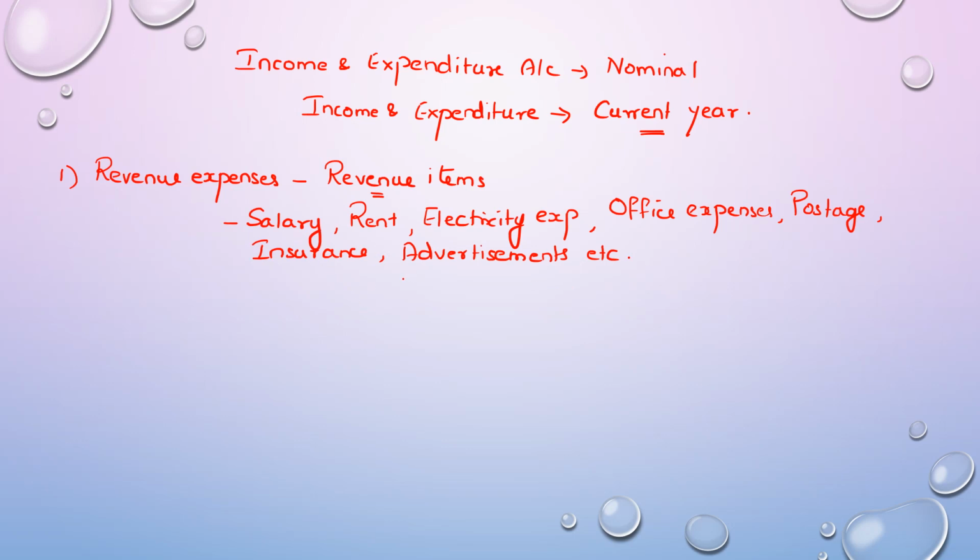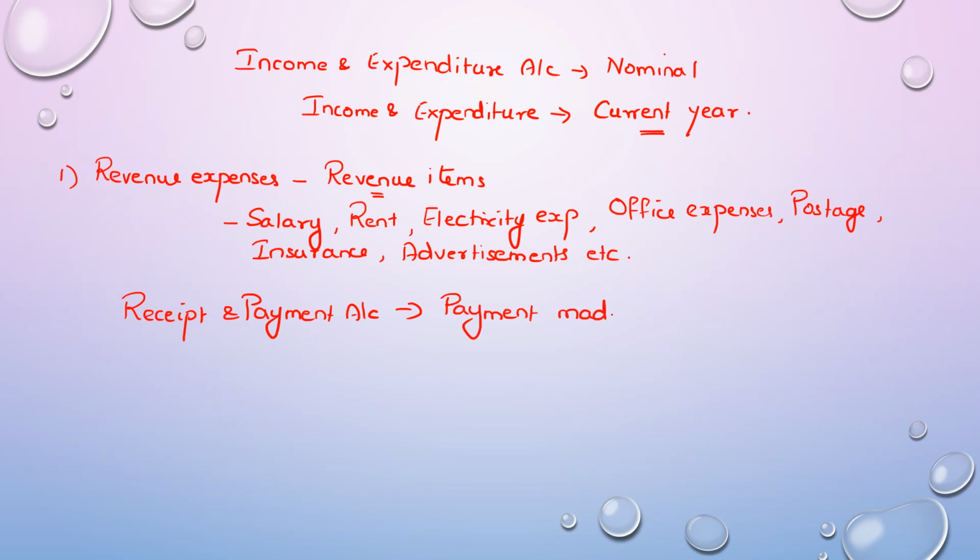But these are some of the examples of items of revenue in nature, the revenue expenses which are incurred by an NPO, which we would put on the expenditure side of the income and expenditure account. However, in the receipt and payment account, what do we have? We have the payment made during the year. So what do we get from the receipt and payment account? It is the payment made during the year.